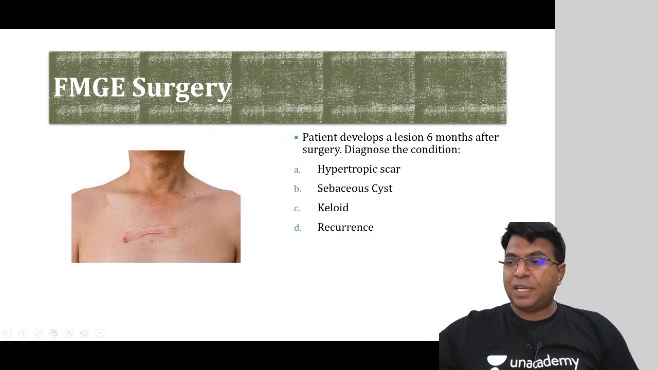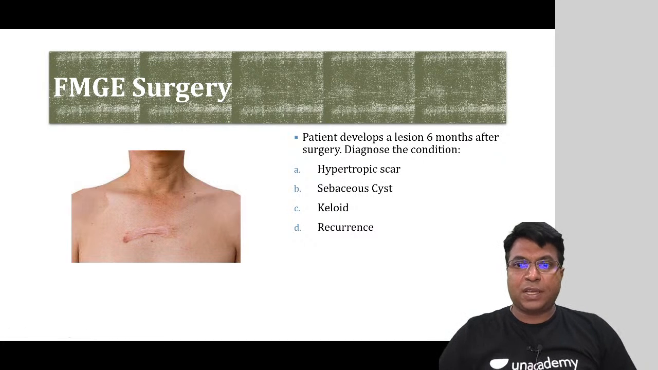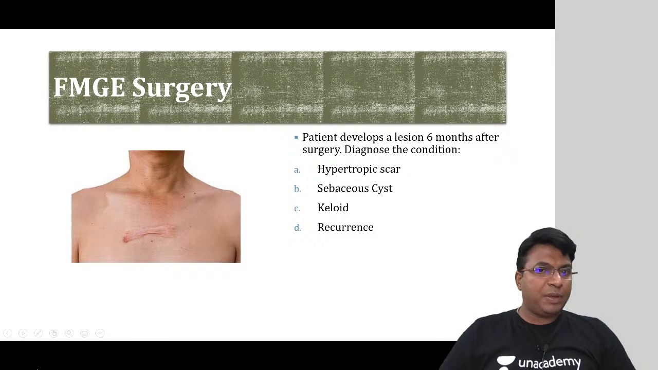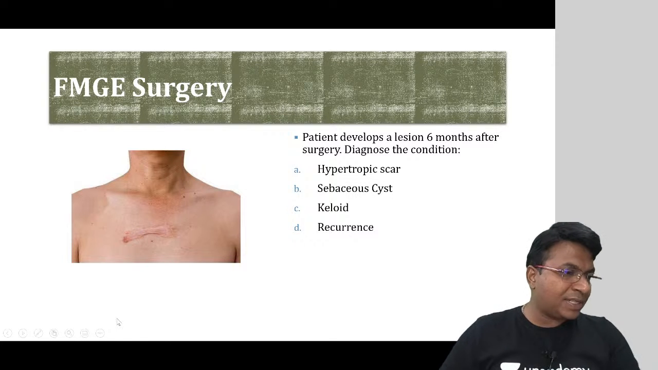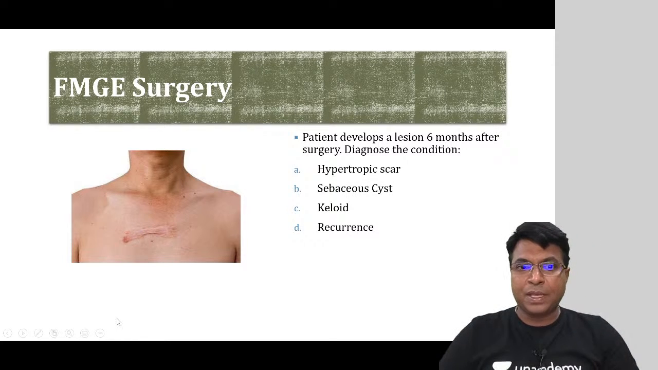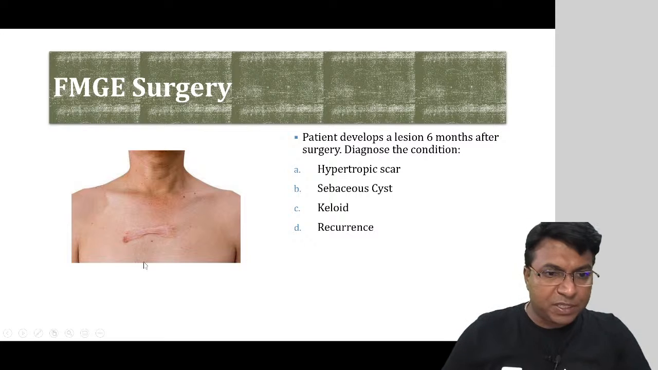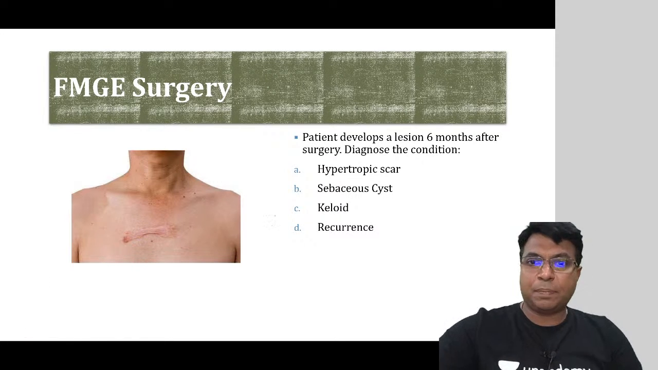So a patient develops a lesion after 6 months of surgery. Diagnose this condition. Can you tell me what the condition is? You can answer in your chat box. I'm viewing what you're answering there. This is a very classical picture of a keloid.